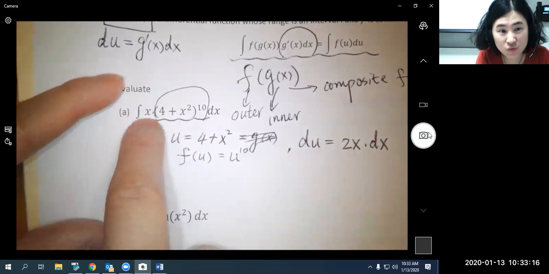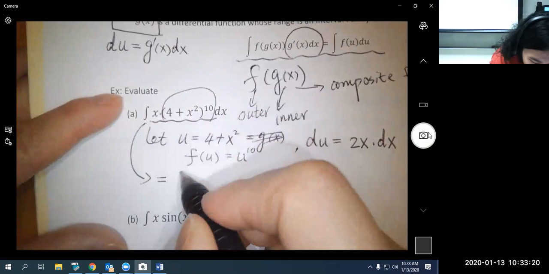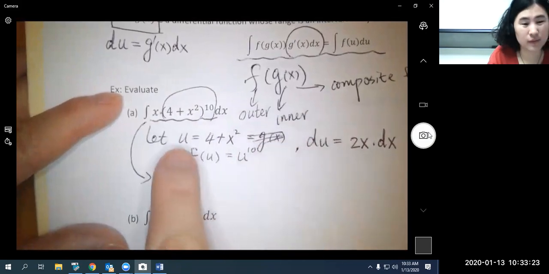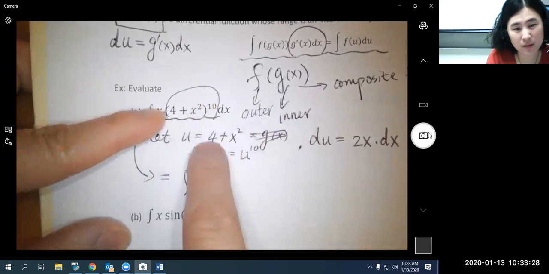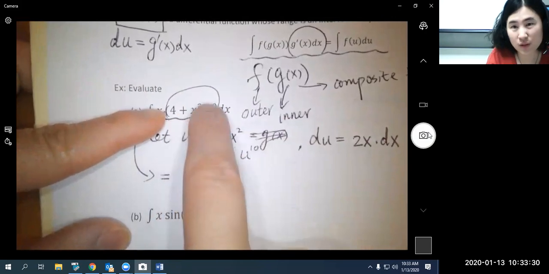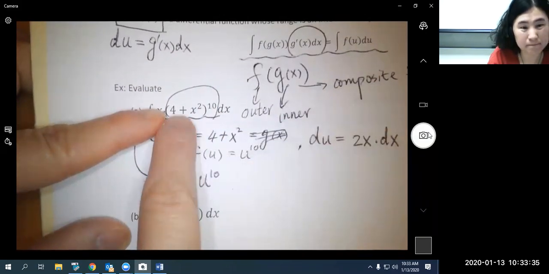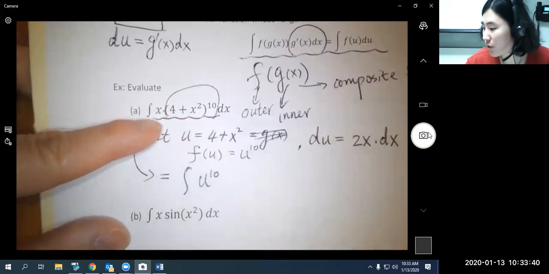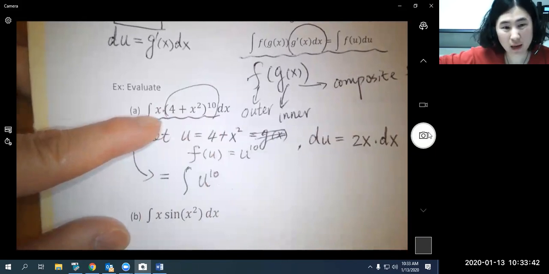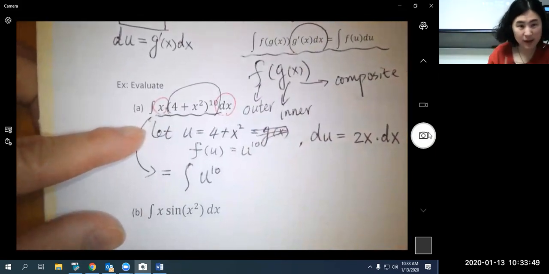Now, guys, let's rewrite this integral and see what we can get. It becomes what? 4 plus x squared to the 10th power becomes u to the 10th power. Do you see that? Yeah, this part is u to the 10th power. However, we're still having x times dx.